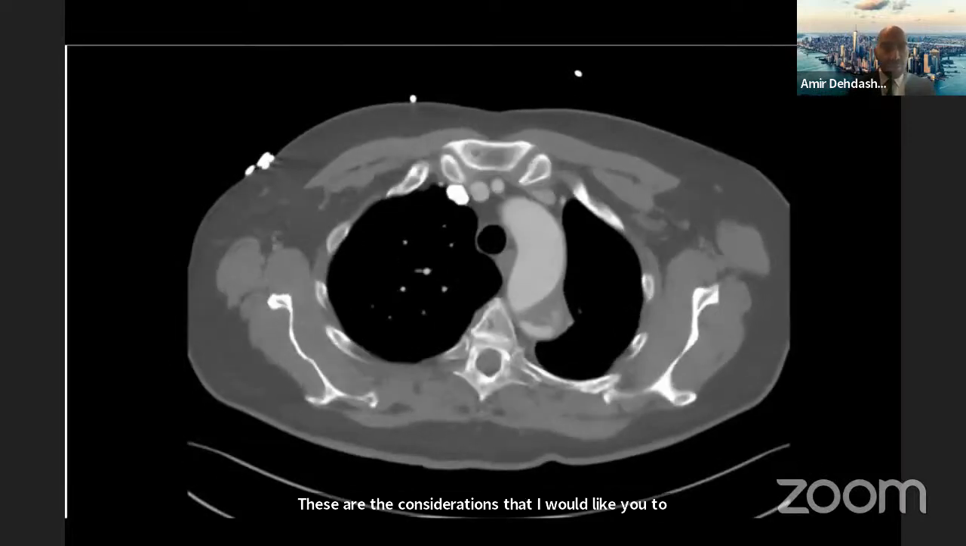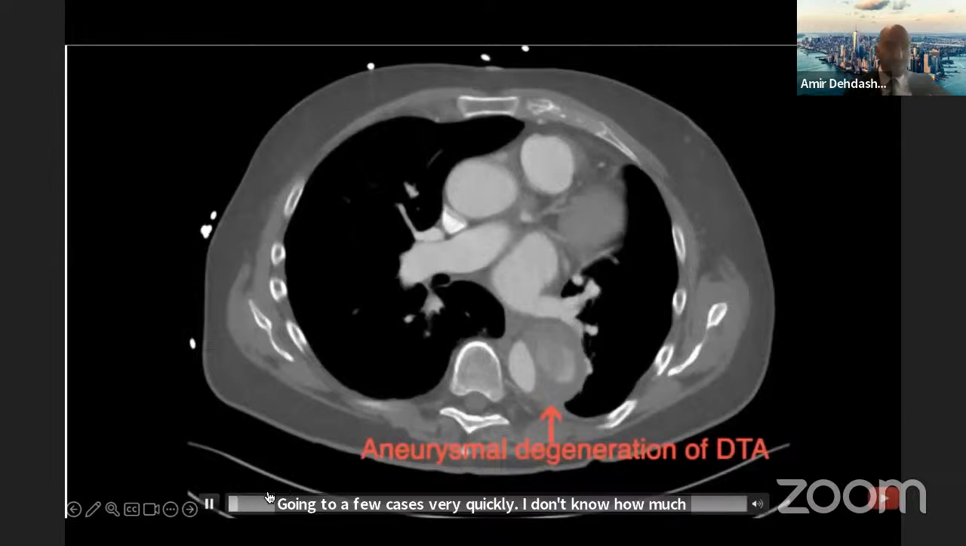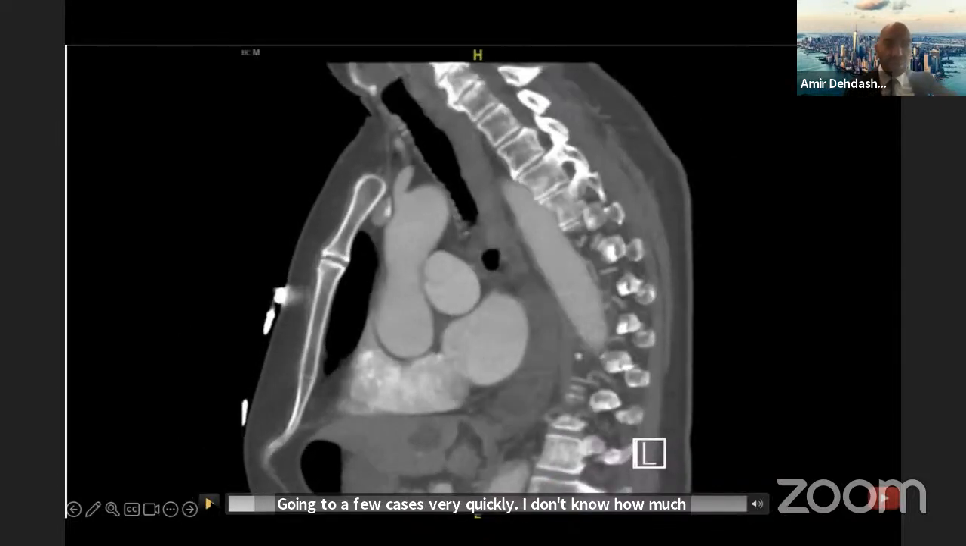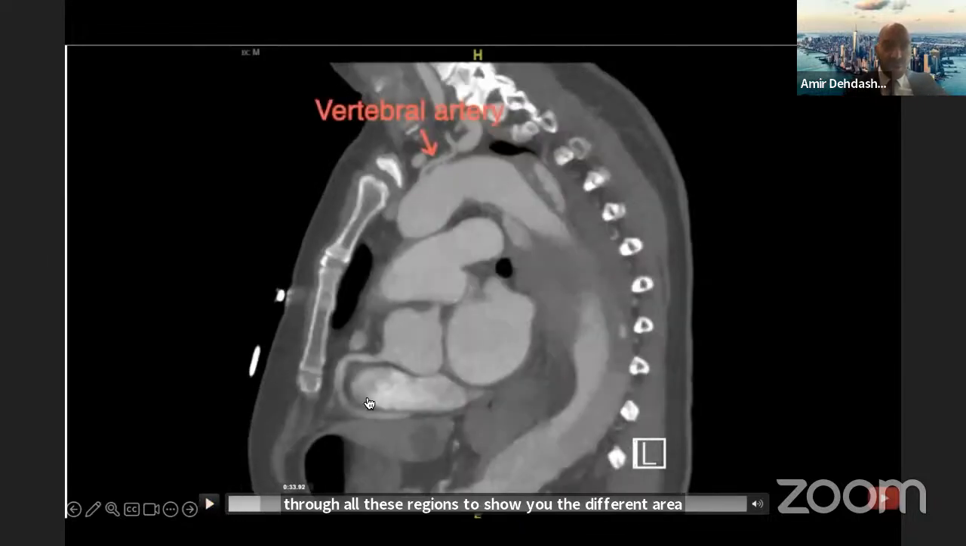Now, going to a few cases very quickly. I don't know how much time I have. I had said I want to talk only for 15 minutes, so I'm going to go quickly through all these regions to show you the different areas where we can do a bypass. This is for V1. You can see this is a big aneurysm at the aorta here.